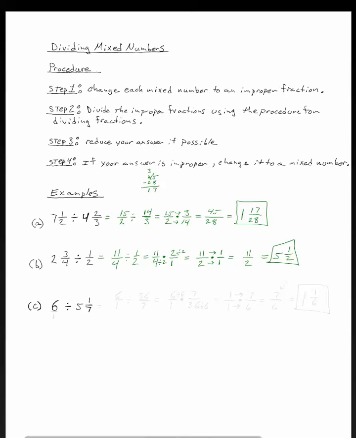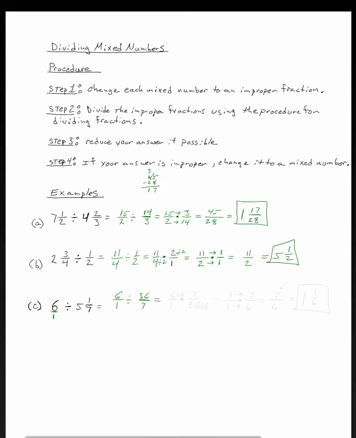In example C, we're given 6 divided by 5 1/7. Now, anytime we want to make a whole number a fraction, we can just put it over 1. So this is going to give us 6 over 1 divided by, and now we're going to have to take 5 1/7 and turn it into an improper fraction. So 5 times 7 is 35, plus 1 is 36. So we get 36 over 7.